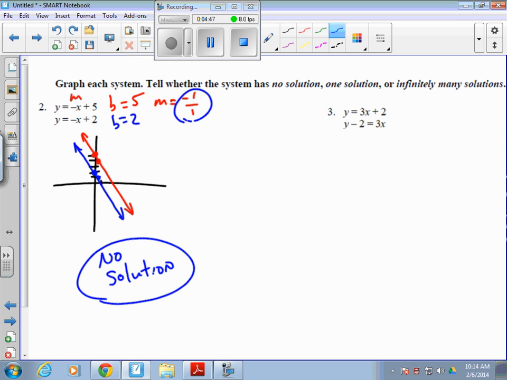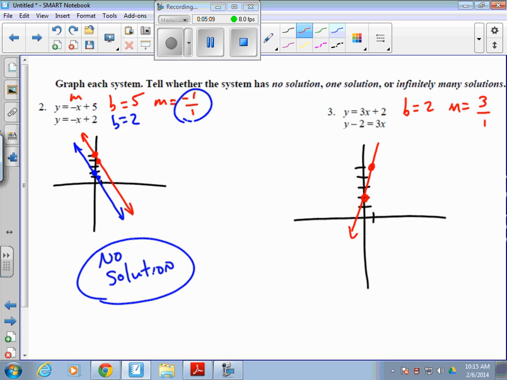The first equation for number 3 says y equals mx plus b. It's a nice, neat form. You can see its b value is 2. So begin at 2. Then its m value is 3. Remember, that's 3 over 1. That means go up 3 and to the right 1. So your first equation, if you sketch it, is going to look like that.